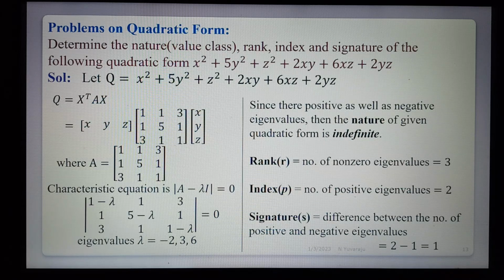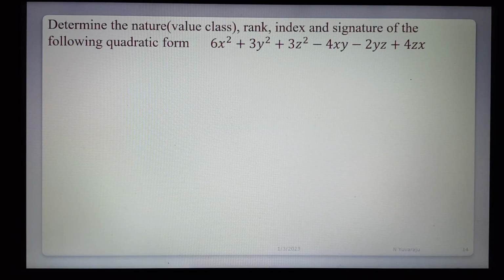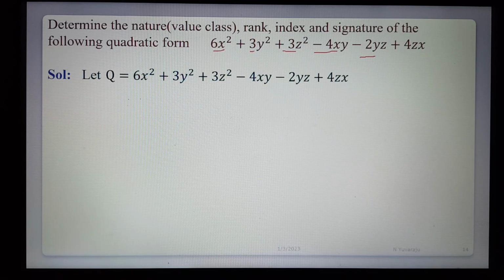Next example, same procedure. Determine the nature, rank, index and signature of the following quadratic form: 6x square plus 3y square plus 3z square minus 4xy minus 2yz plus 4zx. Let Q be the given quadratic form, converted to matrix form, that is X transpose AX. X transpose has 3 unknowns, the matrix x y z.